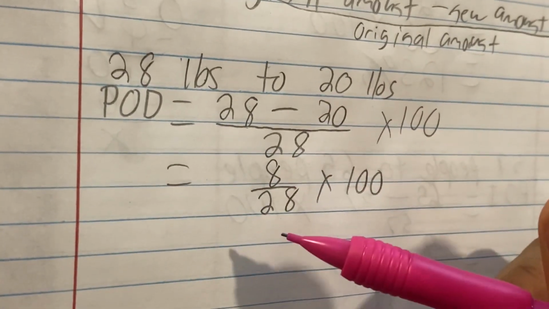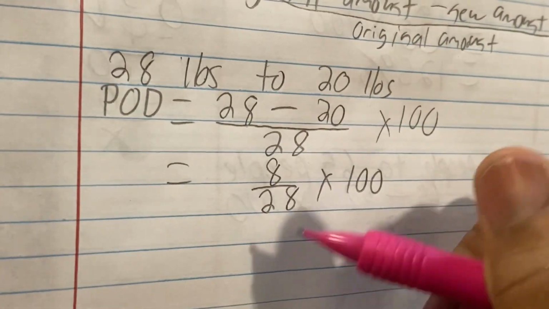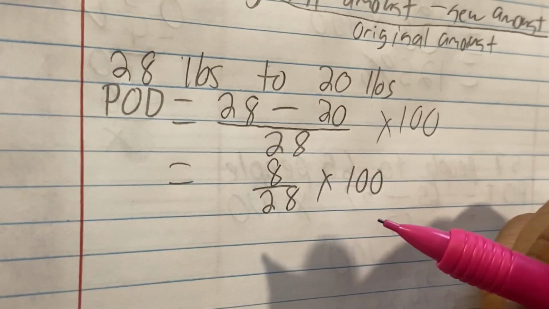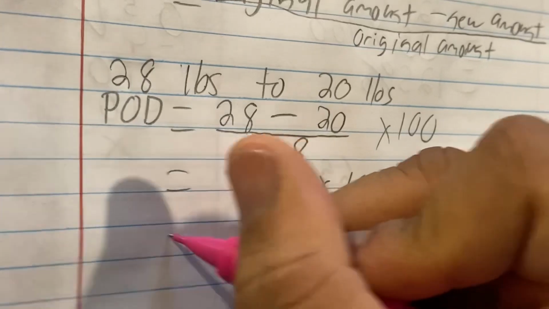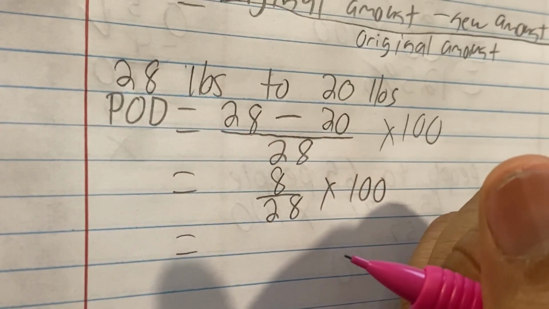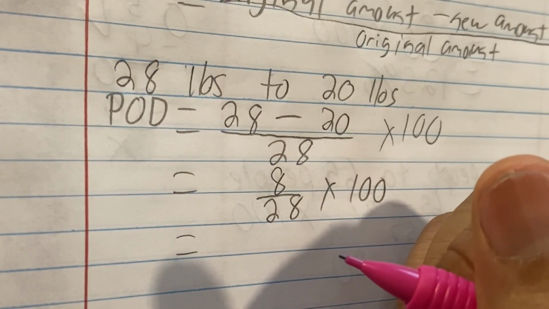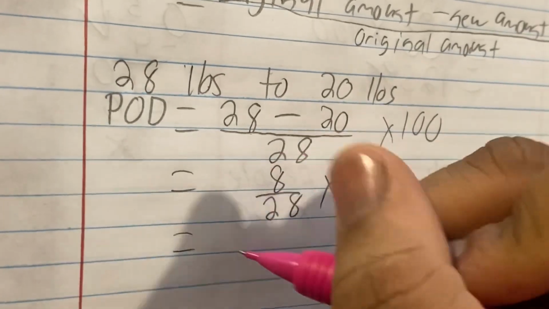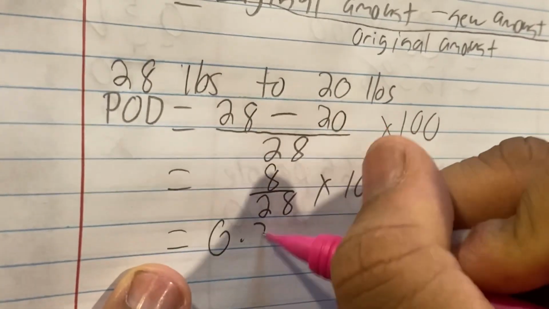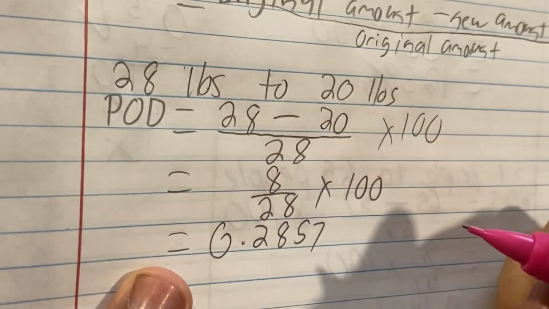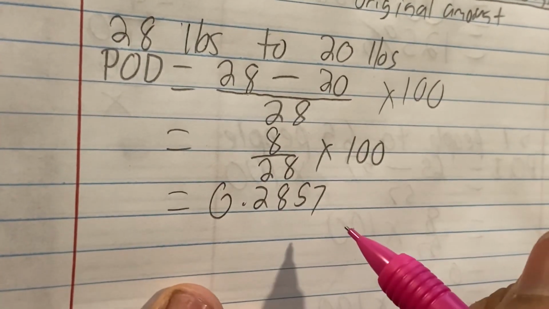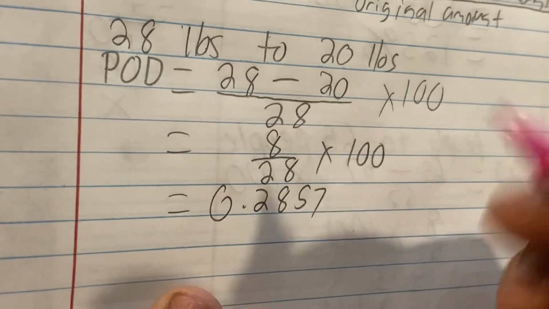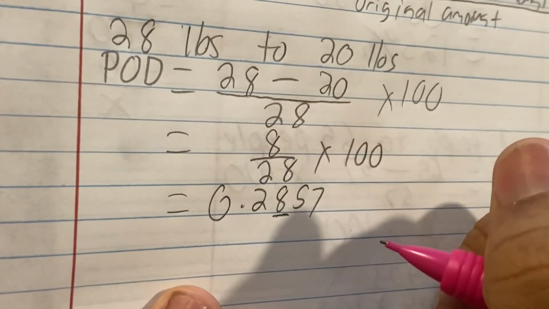So I'm allowing you guys to use calculators. I'm going to quickly divide: what's 8 divided by 28? Hey Siri, what's 8 divided by 28? So 8 divided by 28 is actually 0.2857. However, like I told you, you cannot use this whole entire answer as the full answer. You would round it to the hundredths place.